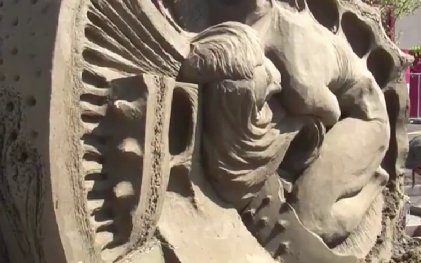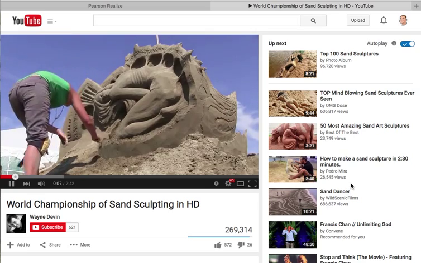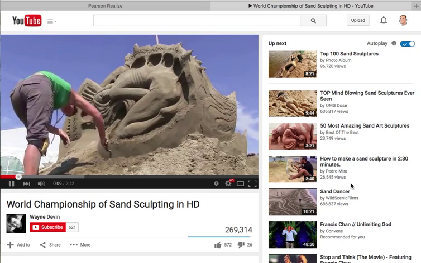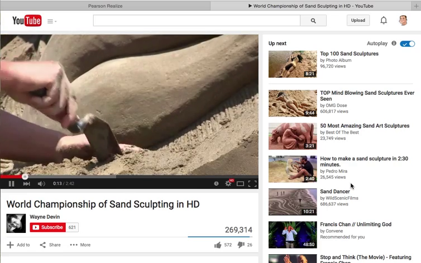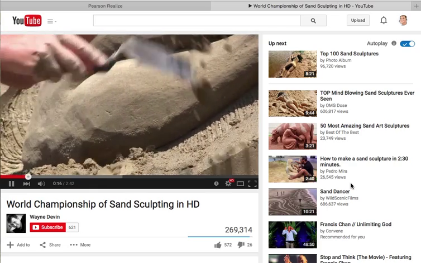Oops. Didn't mean to make it too big, sorry. Now, I chose this because it has some unique characteristics, a lot of really cool sand sculptures in it.